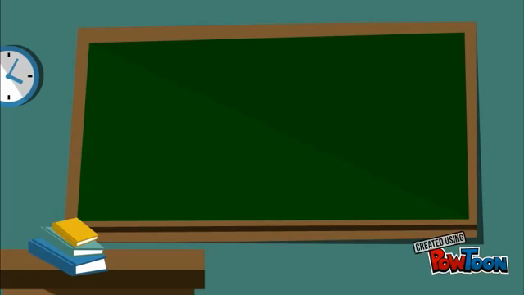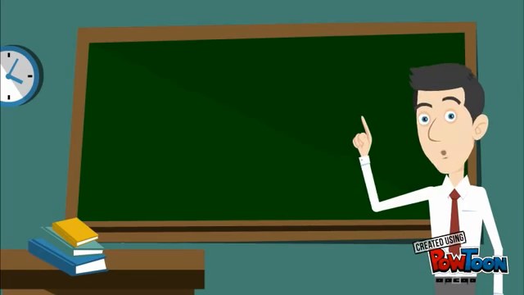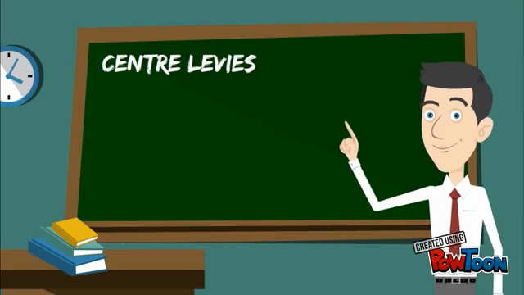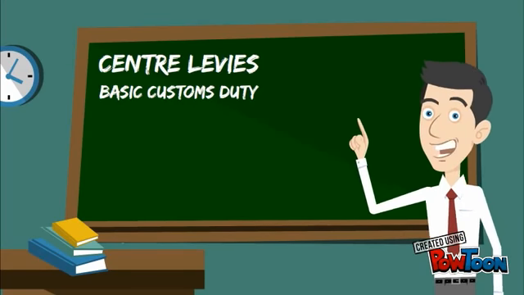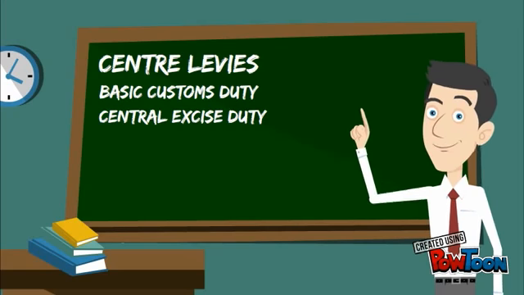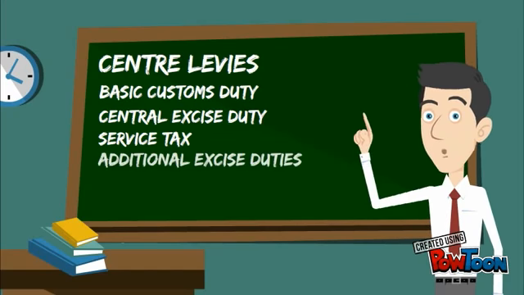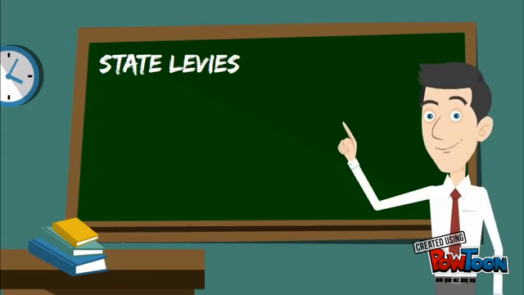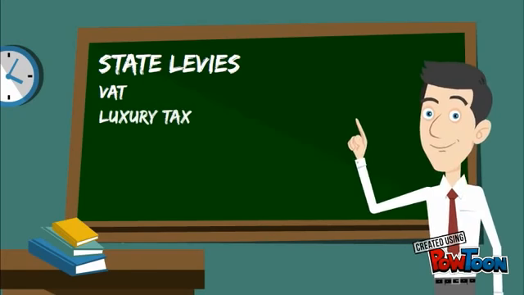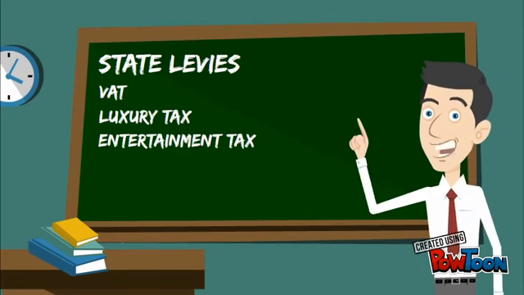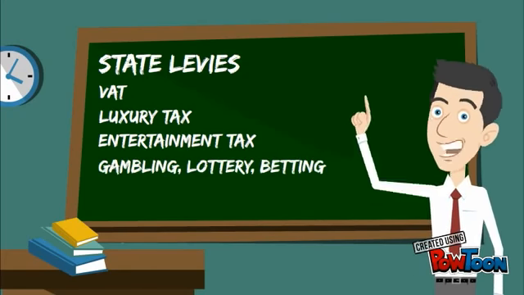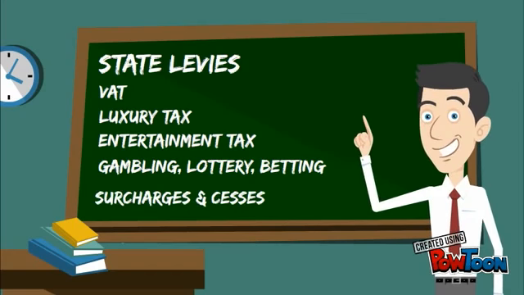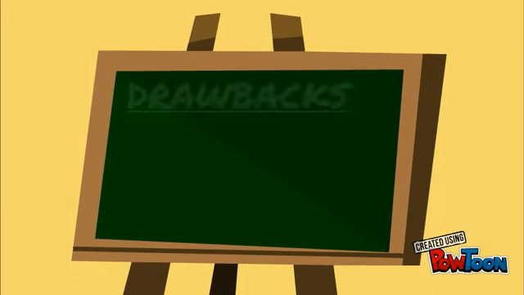Let's take a look at some of the indirect taxes being levied by the center and states. The center levies basic customs duty, central excise duty, service tax, additional excise duties, countervailing duty, special additional duty, and various other surcharges and cesses. The state levies VAT, luxury tax, entertainment tax, taxes on gambling, lottery and betting, and also various other surcharges and cesses. The current structure has some drawbacks.